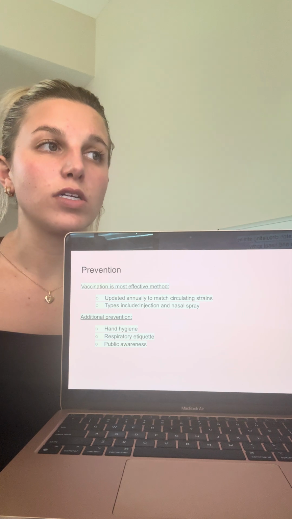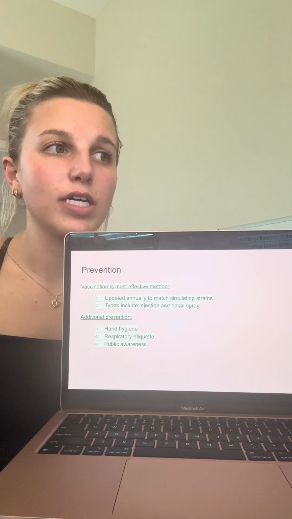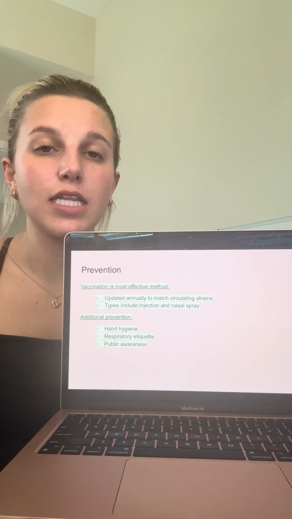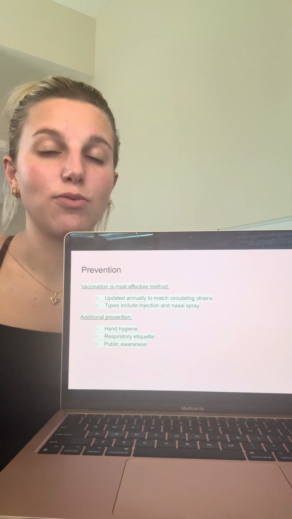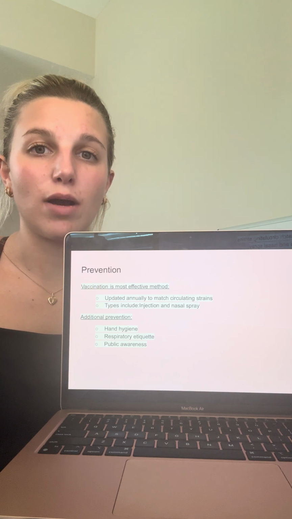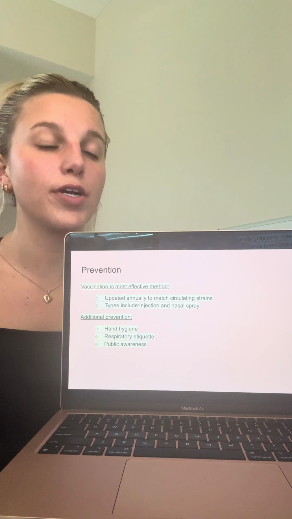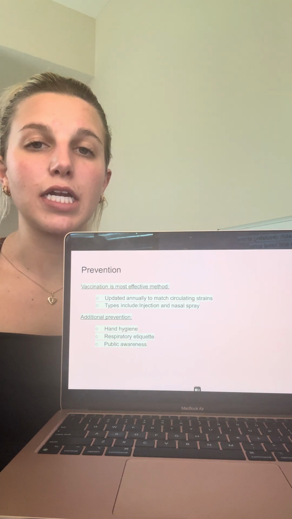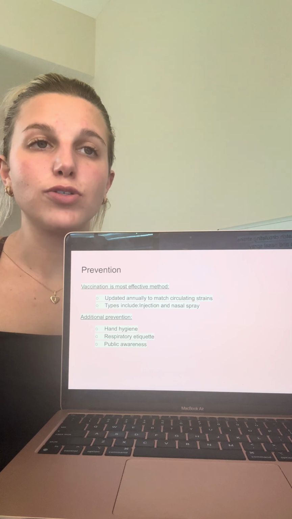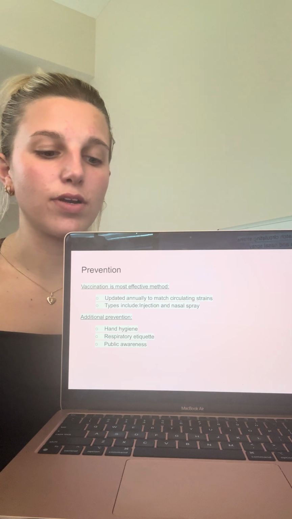And then we have our additional prevention, which is our hand hygiene, so washing your hands, and respiratory etiquette, that's covering your nose and mouth. It is said that that is how we spread it, through the droplets of sneezes and coughs. So covering your mouth is important, and then public awareness is just spreading the etiquette to all those who may not understand or know yet. So that is very important.